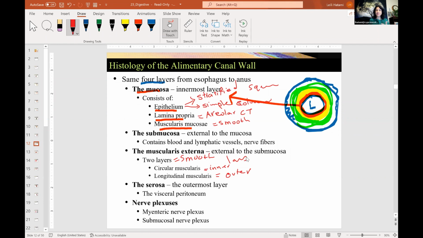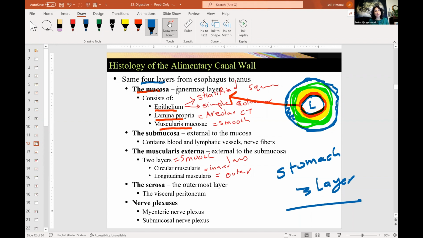So in our esophagus, small intestine, and large intestine wall, there are two layers of smooth muscle in their muscularis externa. Circular inner, and then longitudinal outer, except in our stomach. In our stomach, there are three layers of smooth muscle. And then the outermost layer can be serosa or adventitia. The serosal layer, you all know, is the peritoneum. So if our organ is the stomach, small intestine, or large intestine, the outermost layer would be the serosal layer, the visceral peritoneum. But if our organ is the esophagus, the outermost layer would be adventitia.